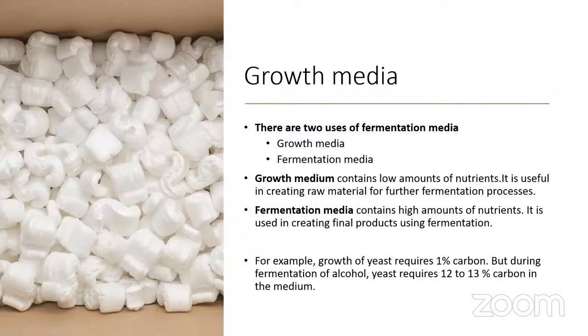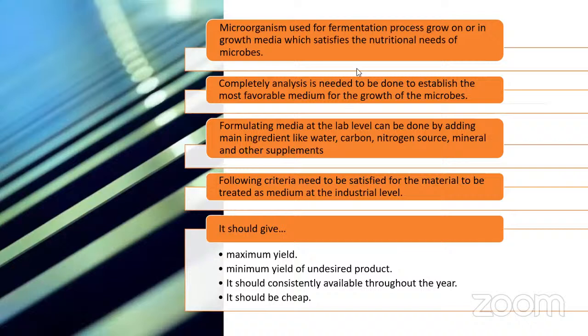A very classical example is sugarcane juice, which has around 14% sugar in it. This 14% sugar is given to yeast strains in a particular medium so that they can convert that sugar into alcohol. That is the difference between a growth medium and a fermentation medium. A growth medium will never contain such high levels of carbon, but a fermentation or production medium will definitely contain high levels, so that you can have a higher quantity of product formed.